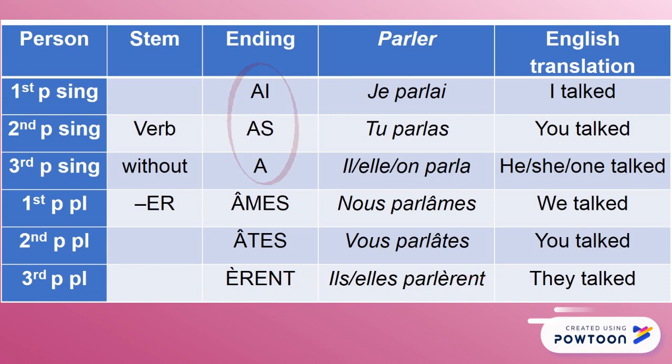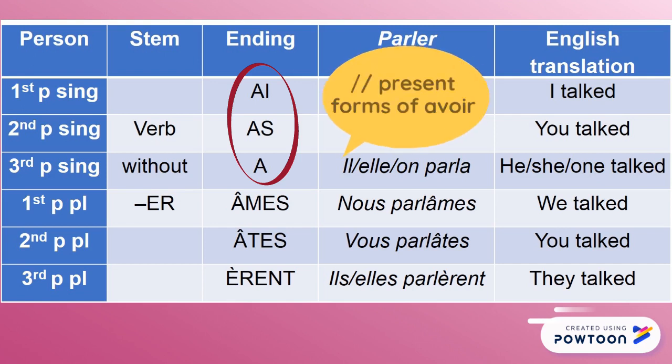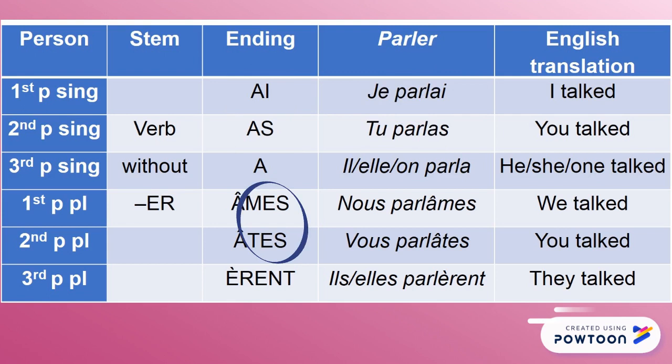Note that the endings of the singular persons are the present form of avoir. The endings for nous and vous recall those of être at the present. The latter fact is true for all verbs at the passé simple.